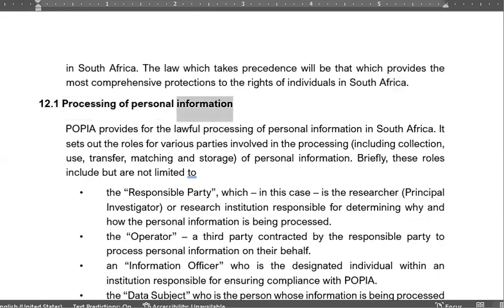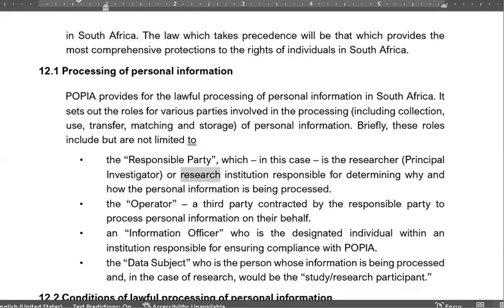12.1 Processing of Personal Information. POPIA provides for the lawful processing of personal information in South Africa. It sets out the roles for various parties involved in the processing, including collection, use, transfer, matching and storage, of personal information. Briefly, these roles include but are not limited to: the responsible party, which, in this case, is the researcher, principal investigator, or research institution responsible for determining why and how the personal information is being processed.